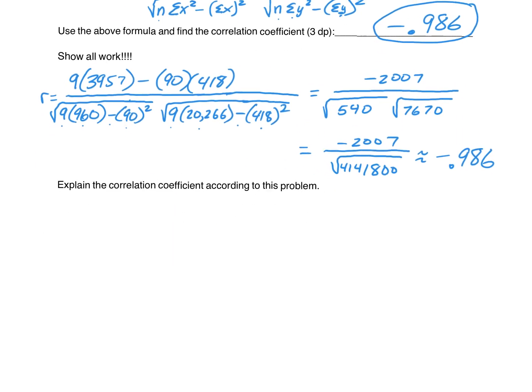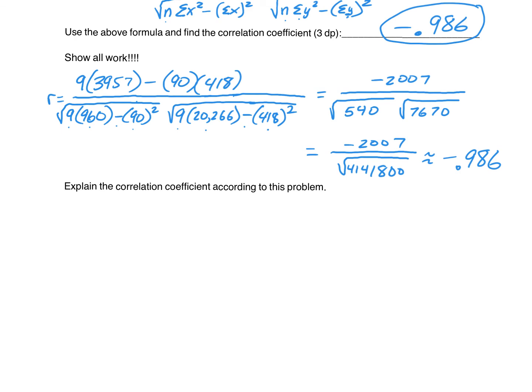And the last thing. Question says, explain the correlation coefficient according to this problem. Age of chickens and how many eggs. So you're going to write two sentences. The first one is more mathematical in nature, but it still has to have the age and the other one involved. So you're telling me what the correlation is. So these are the words you're going to write. There is a strong negative linear correlation.